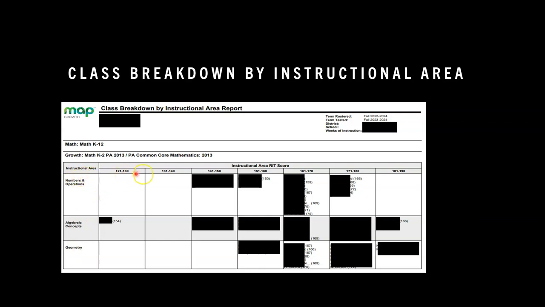So numbers and operation, again, it's going to give you that student name. It's going to give you their actual RIT score for that instructional area. Algebraic concepts, same thing. And it's going to have those 10-point RIT bands at the top. So if you wanted to group students in your classroom based on where they need instructional support for a category, you could do that as well. And again, we can match these to the Learning Continuum report.